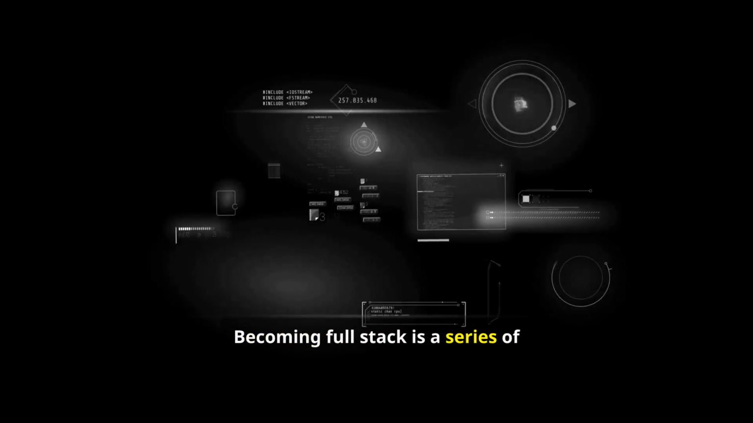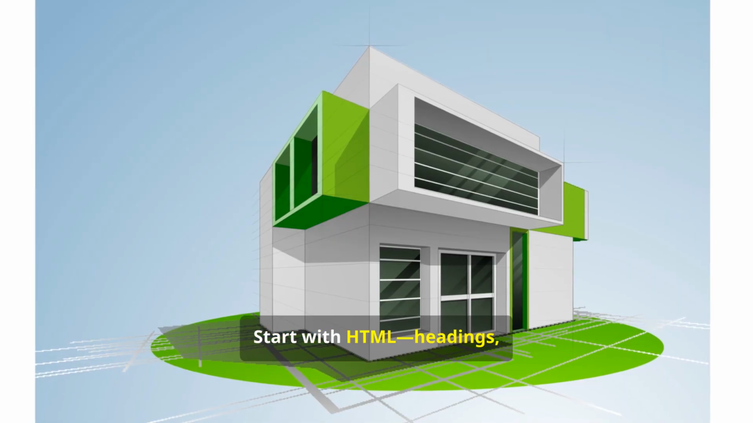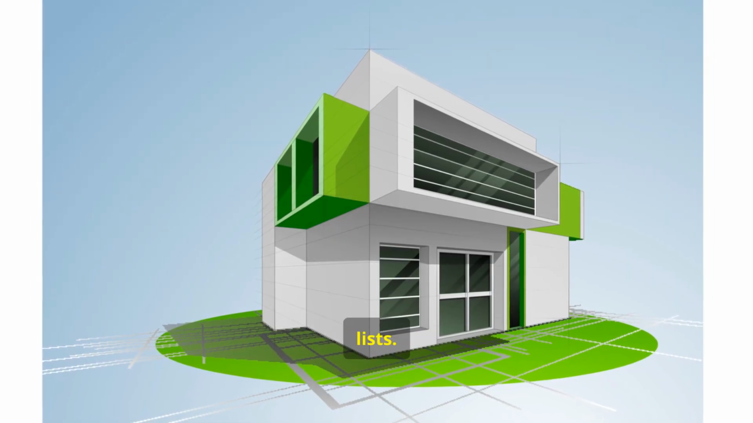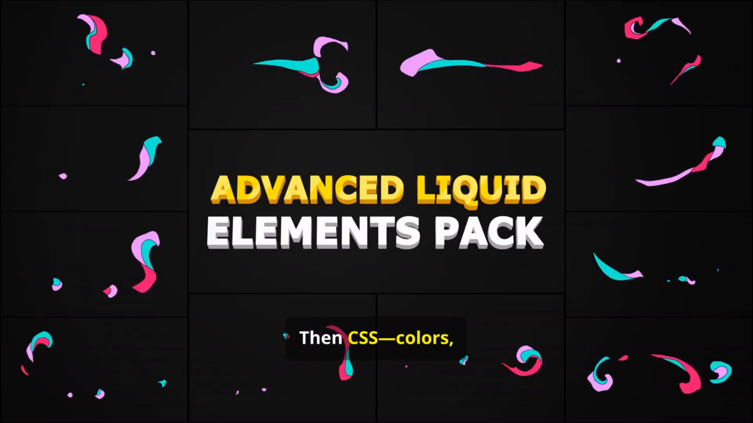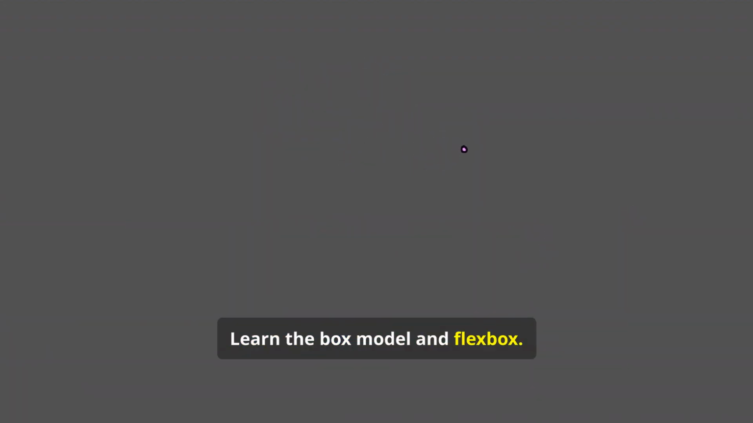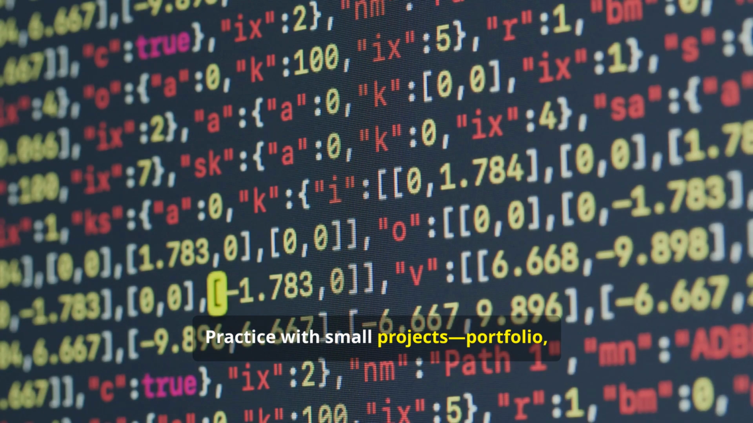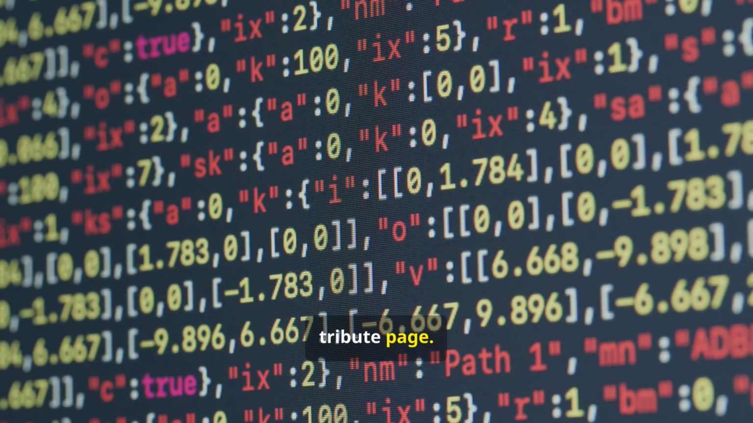Becoming full stack is a series of small steps. Here's the path at a glance. Start with HTML: headings, paragraphs, lists. Then CSS: colors, fonts, layouts. Learn the box model and flexbox. Learn basic JavaScript to add interactivity. Practice with small projects: portfolio, tribute page.